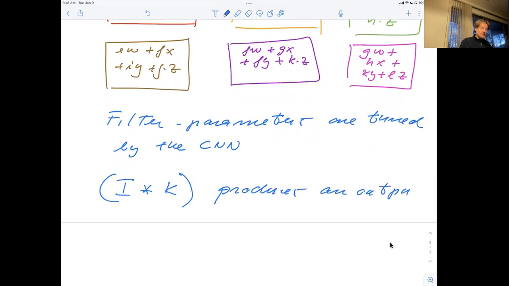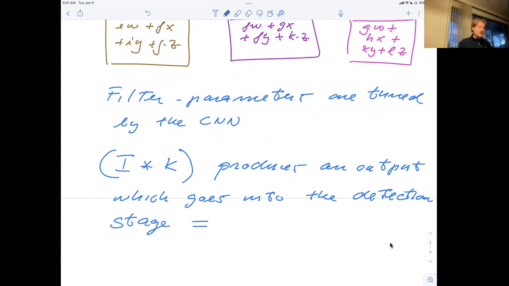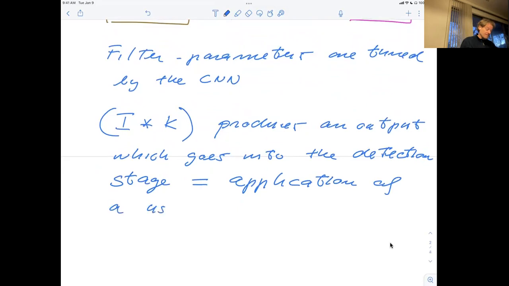And this output goes into the detection stage, which is the same, and I'm just putting this as an equality with an equality sign here, as the application of a so-called activation function, a user-chosen activation function.